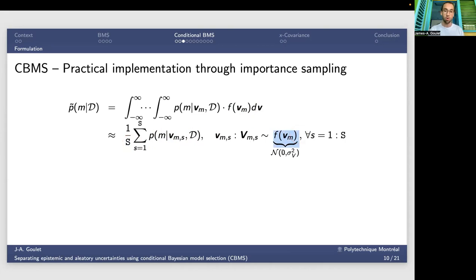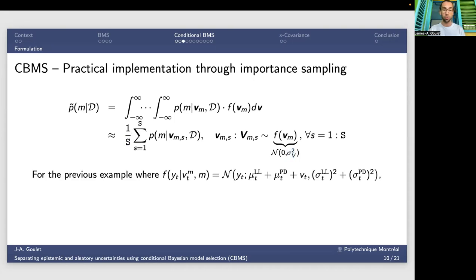This is a normal with mean zero, variance sigma V squared. I take a sample VS, replace it here, and compute this sum over all possible samples. So in terms of implementation, this is trivial. This is really simple to apply when we want to compare models, at least when we have Gaussian equations like this one. This is the same equation as we saw before for the marginal likelihood, the conditional likelihood of observation given my observation errors.